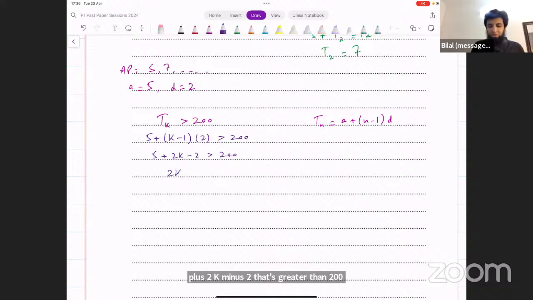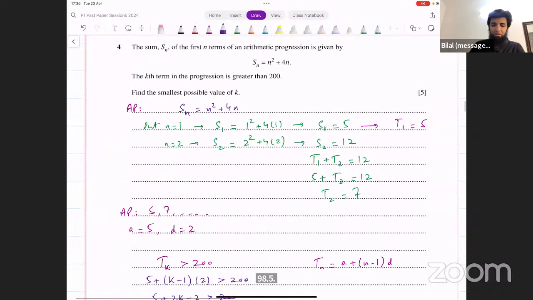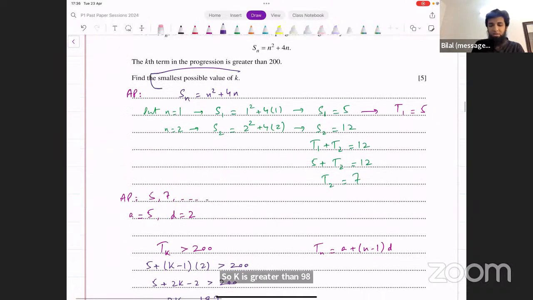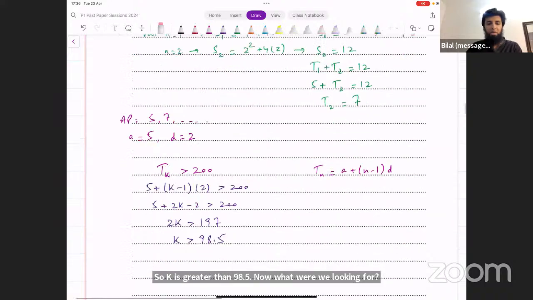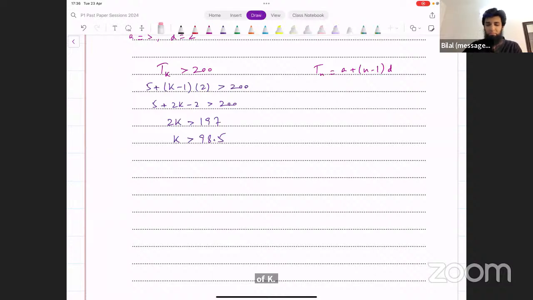And that gives us 2K greater than 197. And that will give you K greater than what? What do we get from this? 98.5. So K is greater than 98.5. Now, what were we looking for? We were looking for the smallest possible value of K. Now, if K is greater than 98.5, what's the smallest possible value of K?